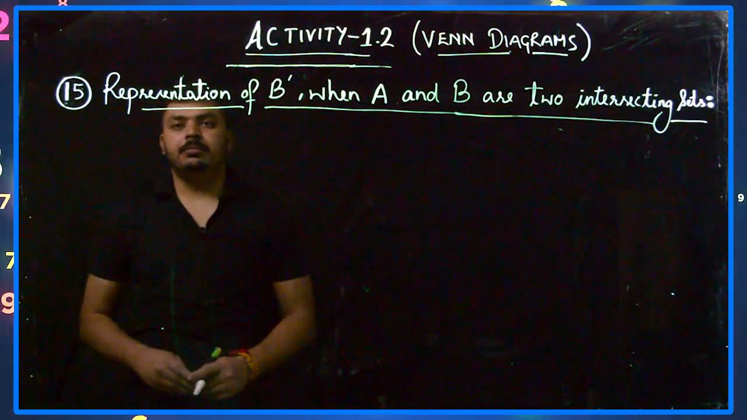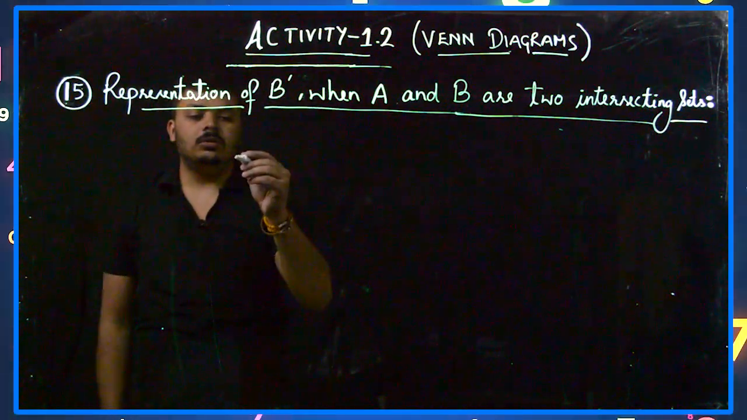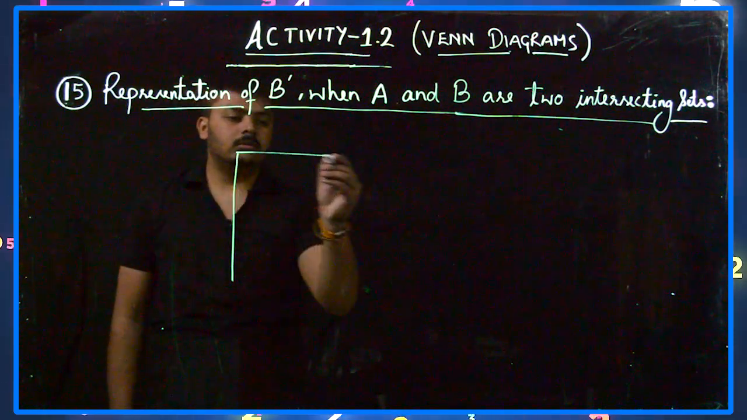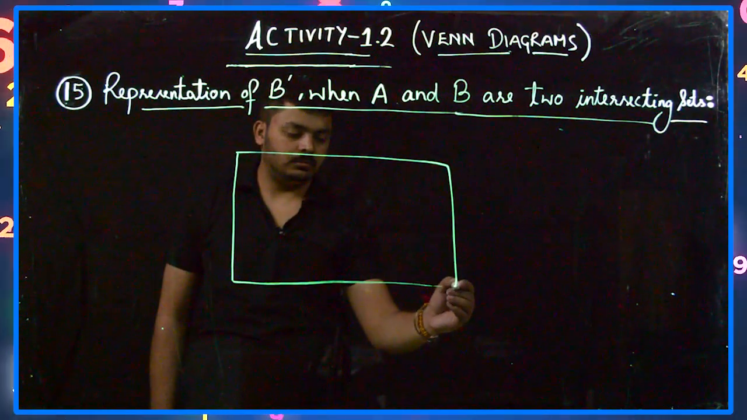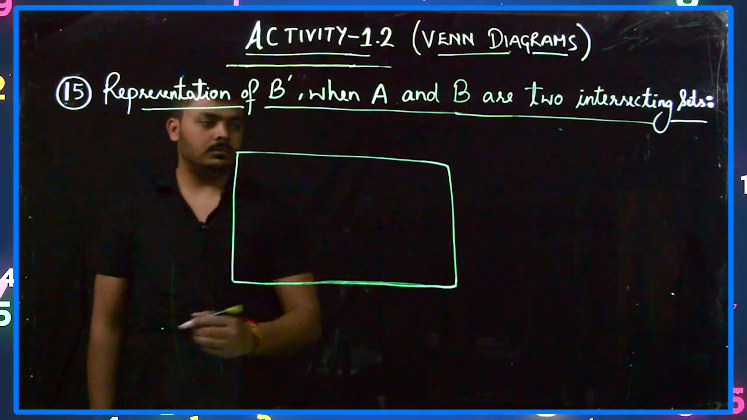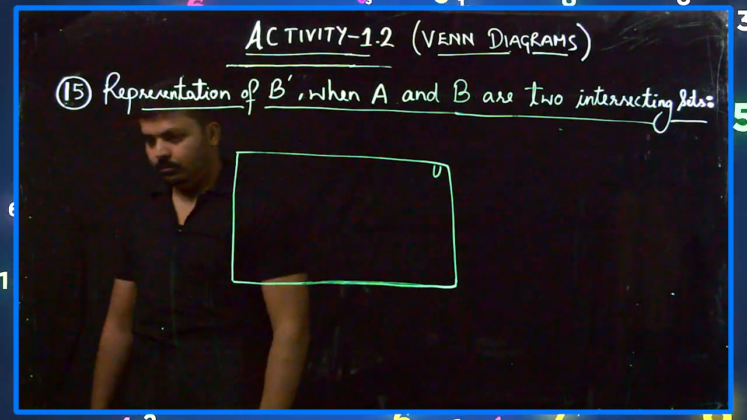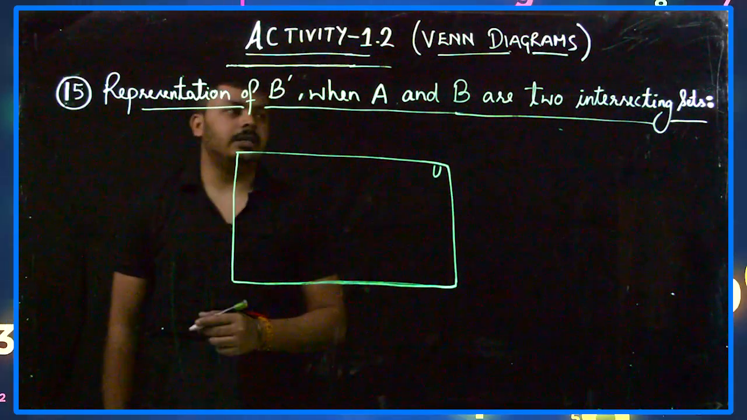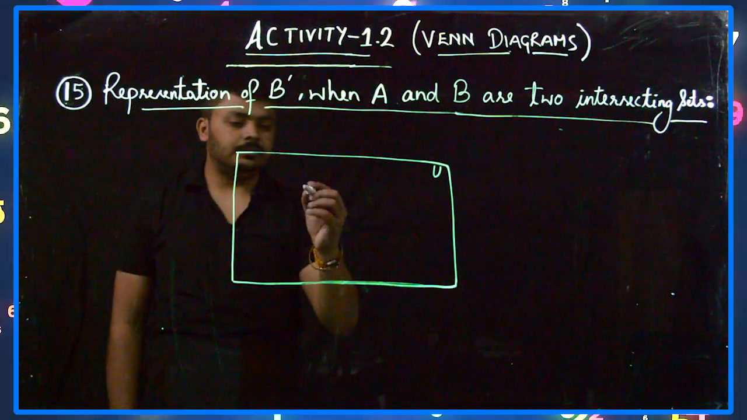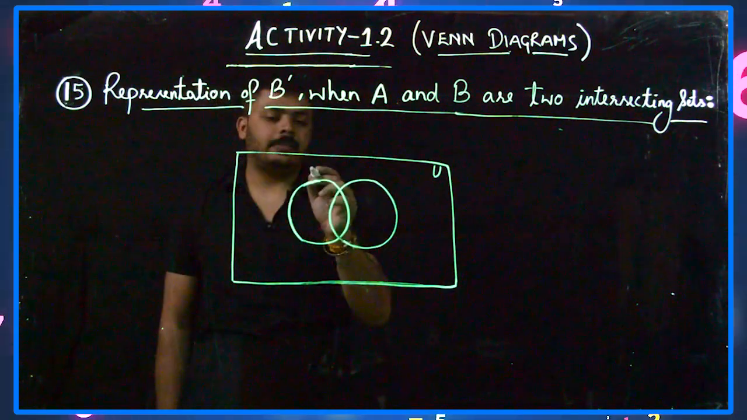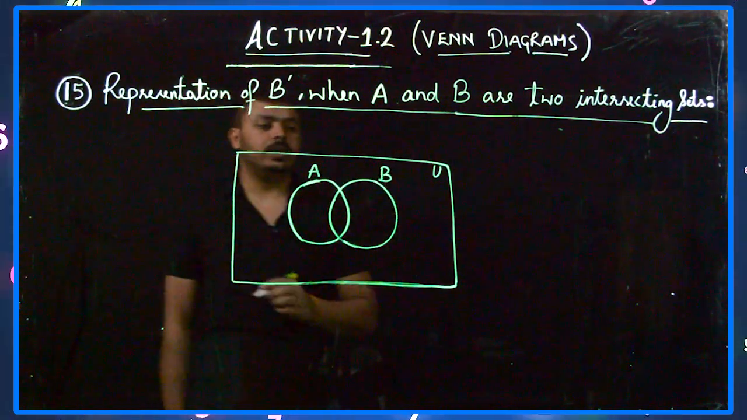Now, point 15, representation of B complement when A and B are two intersecting sets. So now, let's represent it using a Venn diagram. This rectangle represents the universal set, and in this universal set we have sets A and B that are intersecting sets. So this is set A and this is set B. So they are intersecting sets.